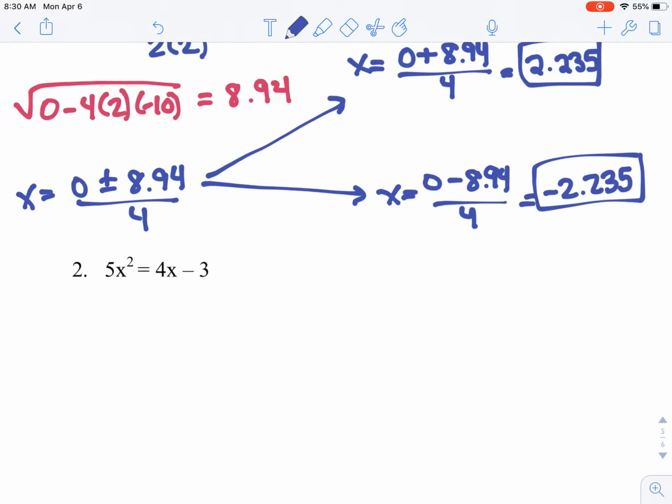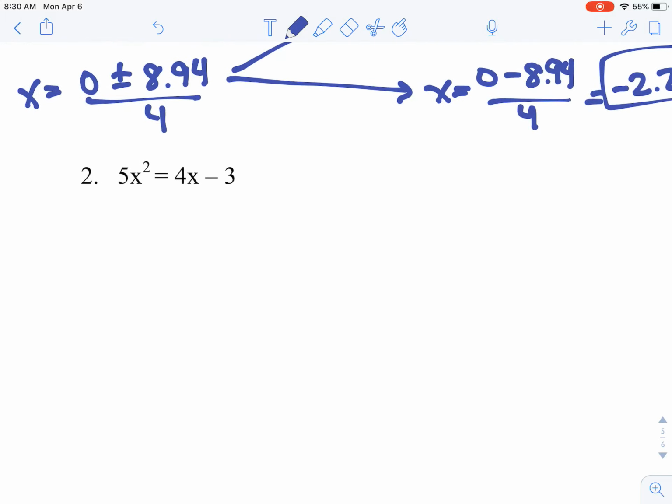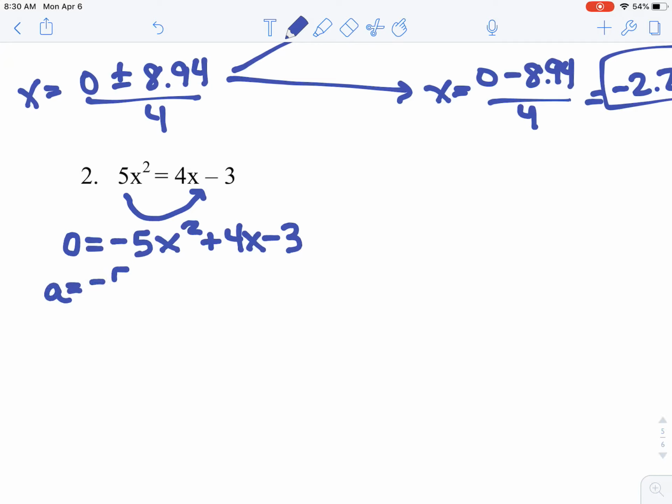Okay, so number two, in order to do the quadratic equation, we have to get this in standard form. So I have to get everything on one side of the equal sign. Then I can define my A, B, and C properly. You cannot do it unless you have everything on one side of the equal sign.